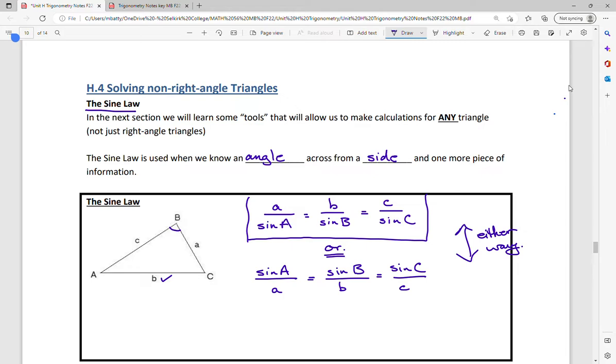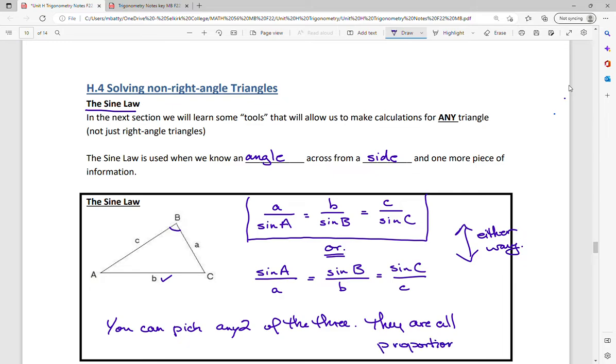Okay, if you use the sine law, you can pick any two of the three. So you don't need all three ratios, but you can know that they're all proportional, and so you can pick and choose. And hopefully, now that we've been through your rates section, ratio and proportion, and also the geometry unit, we've been seeing these proportional, and we used it in similar triangles.